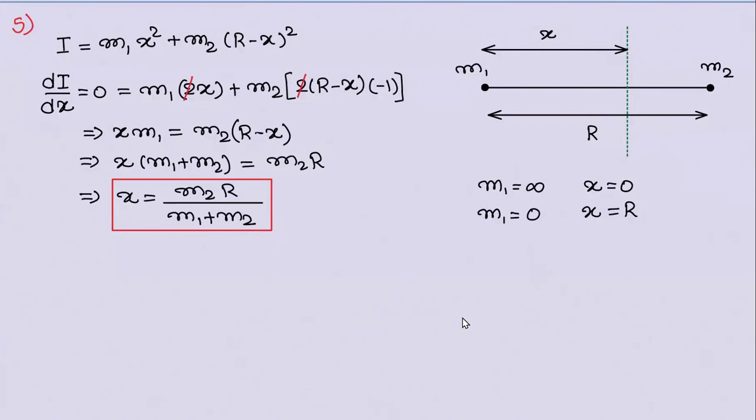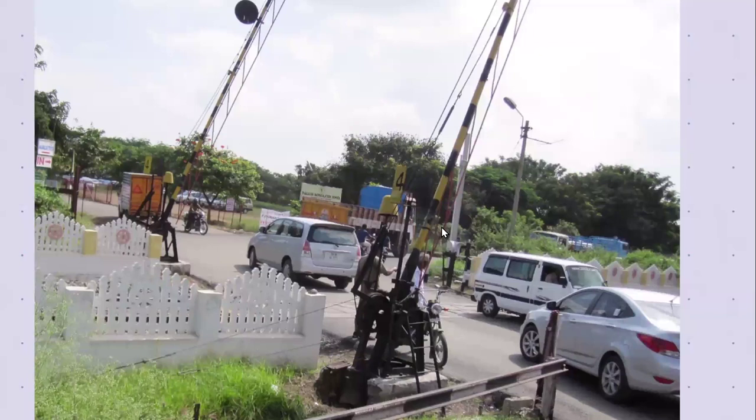I can prove this in another way also, I'll do it later. But for the time being, with this two-particle system, at least I can say moment of inertia is minimum about the center of mass. That's why I think you might have seen this in your life. Have you seen this? What does that tell me?